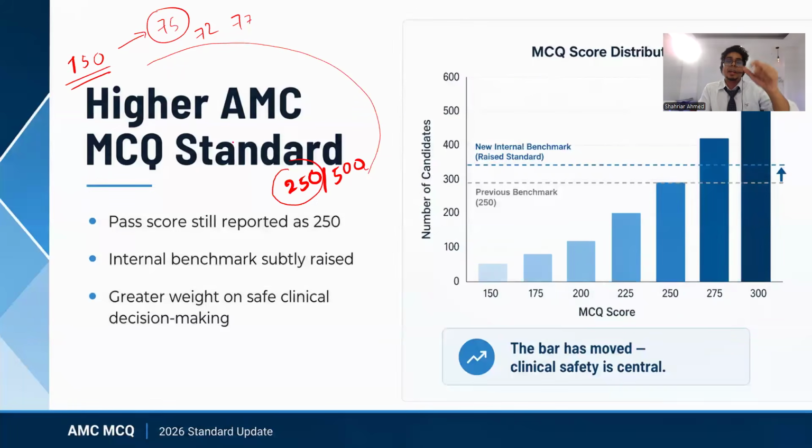You see the tip of the iceberg, like 250 according to their standards. Now, what's the change that has come? The passing score is still reported as 250, out of 500, which is roughly 50%. But the internal benchmark has changed actually. Previously, you had to score probably 77 or 78 or 80, but the level of the questions, the whole thing, has been updated with a lot of new sets of questions.